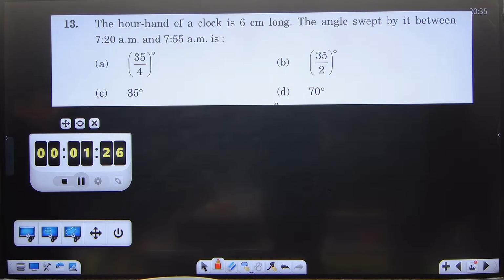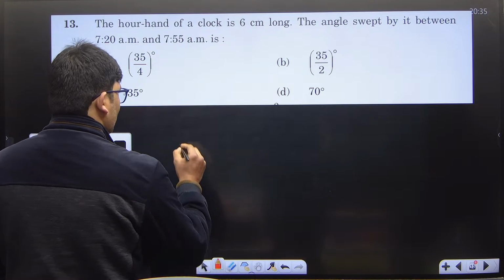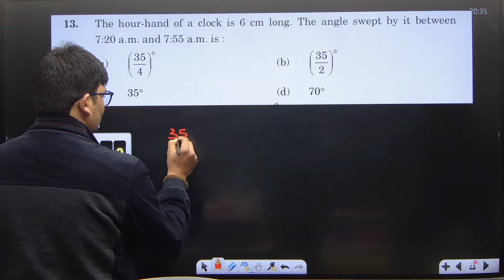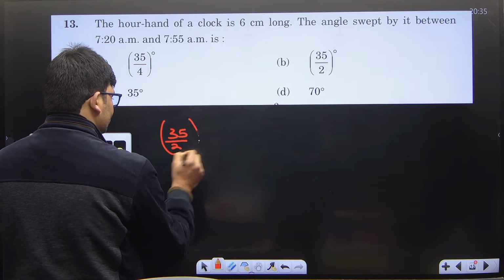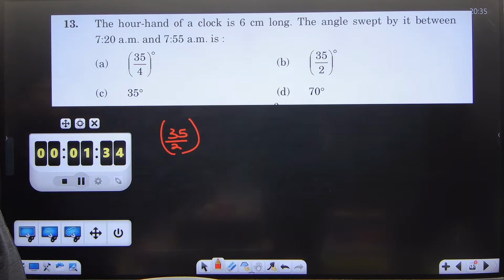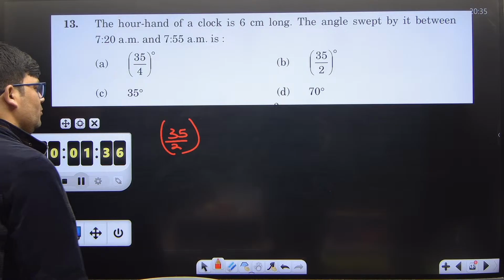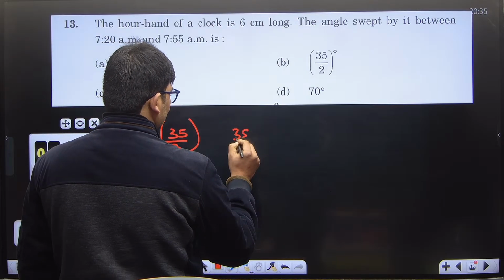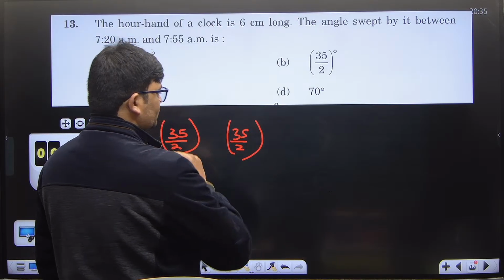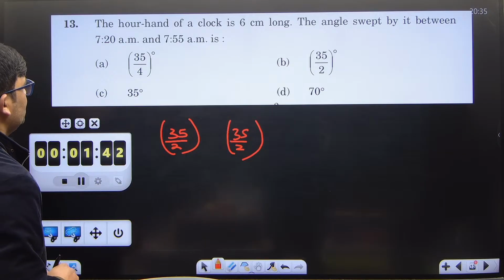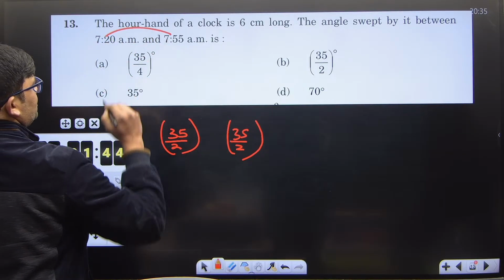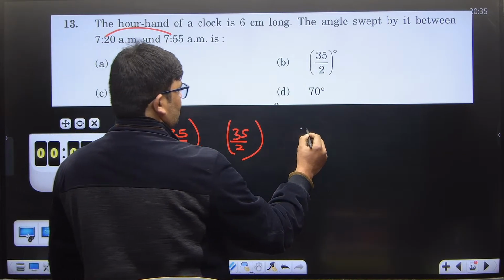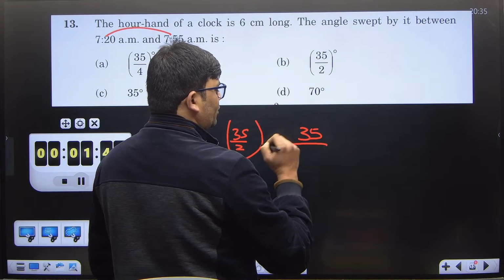35 by 2. 35 by 2. Okay, I got one answer as 35 by 2. Dhairya, so 35 by 2. So how much time is this? 35 minutes. How did you get 35 by 2?